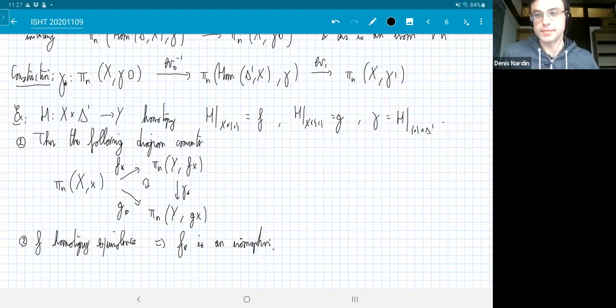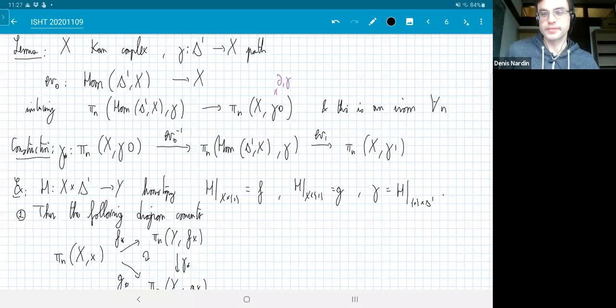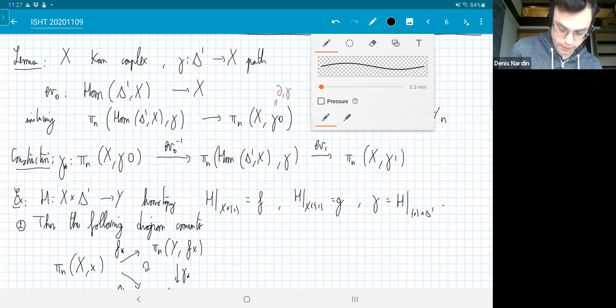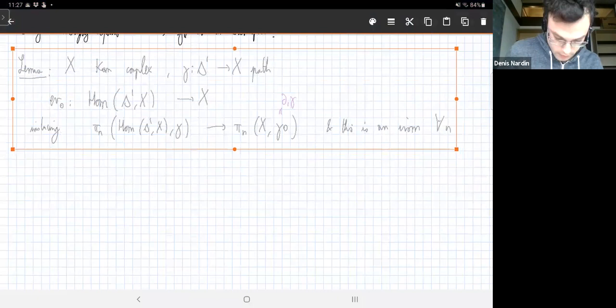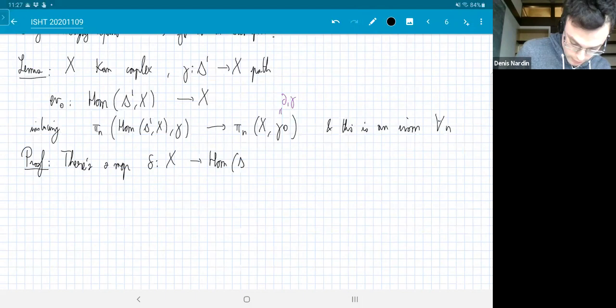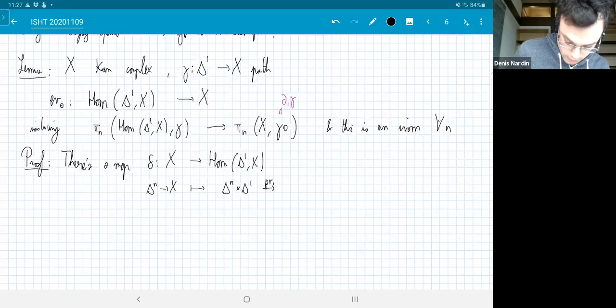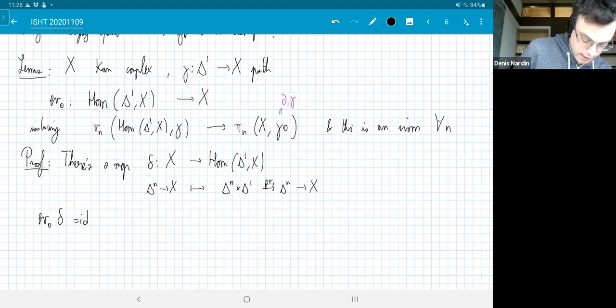But so this lemma hopefully is interesting. Let me copy the statement, put it back here. Let me prove it. So there's a map delta from X to Hom(Δ^1, X) that sends an n-simplex to just what it does. I mean, this is sending X to constant maps. And evaluation at zero composed with delta is the identity, as you can obviously verify.